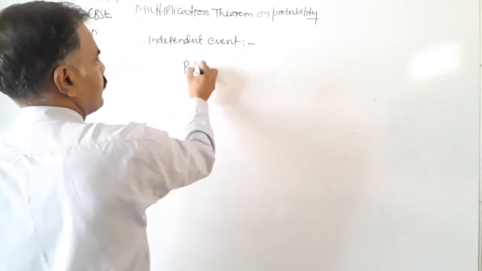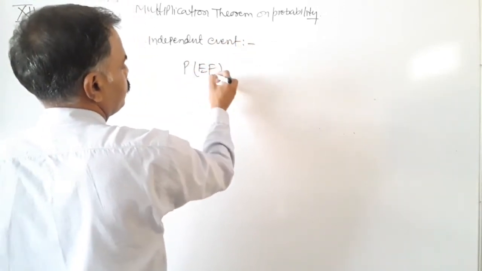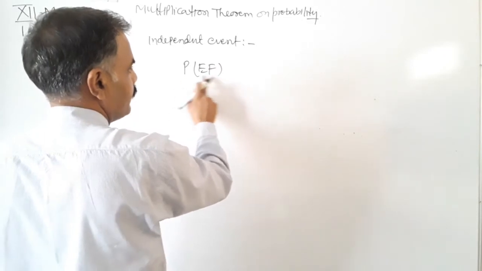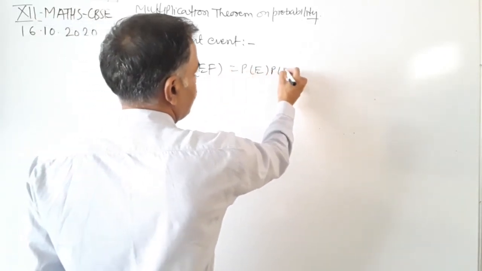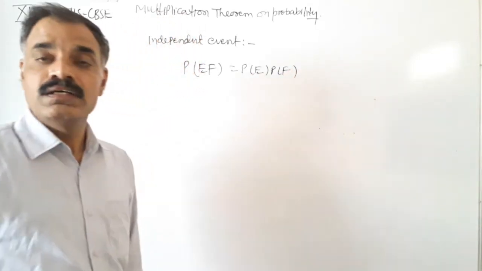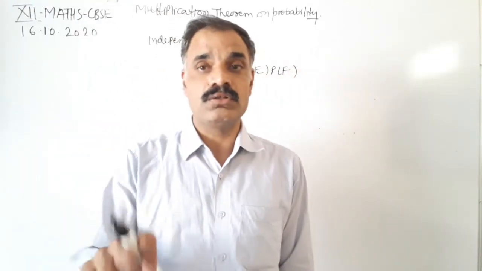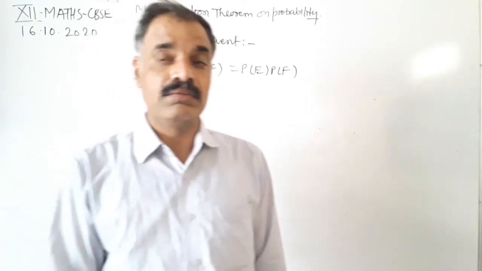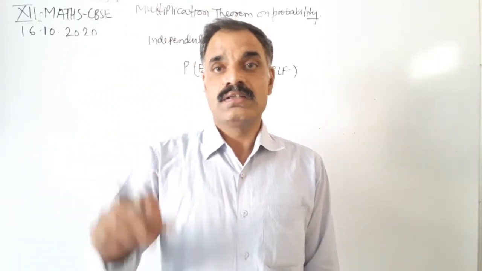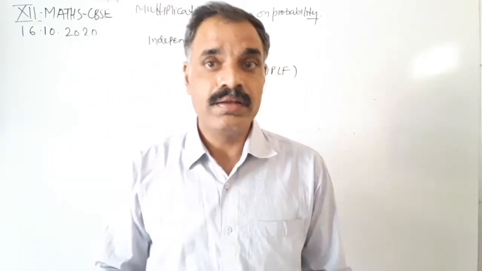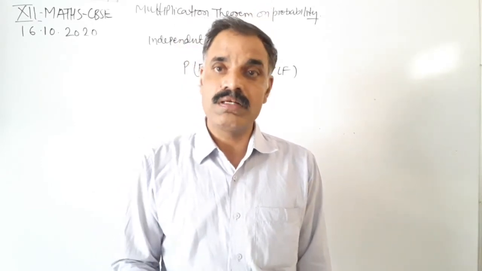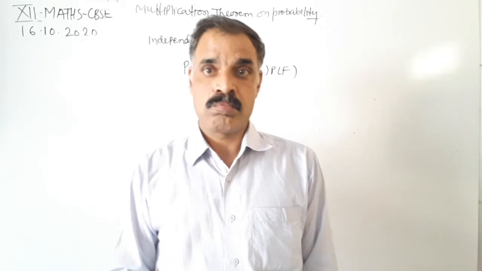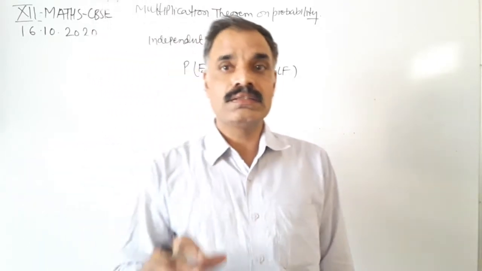If the probability of the simultaneous occurrence of two events is equal to probability of E times probability of F, it means the occurrence of one event does not affect the occurrence of the other event. In such a case, the events are said to be independent events, as they do not affect the probability of each other. Okay, and this is the example.